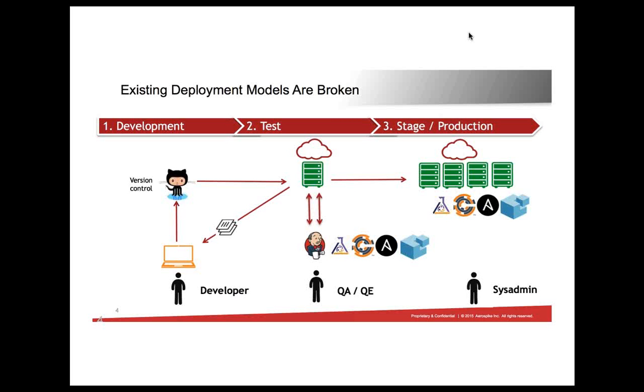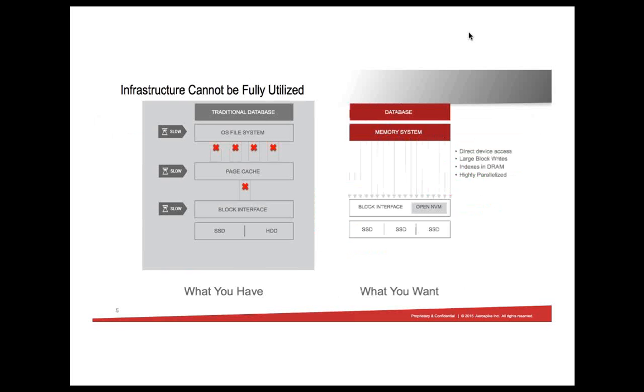So the way we deploy things is pretty broken too. Then you look at our infrastructure, and if you look at a traditional database system, you're sitting on top of an operating system, so there's a file system, then you've got a page cache, and then you've got a block device in order to actually get to the thing you can do a read or a write against. And you've got all of these layers of indirection.